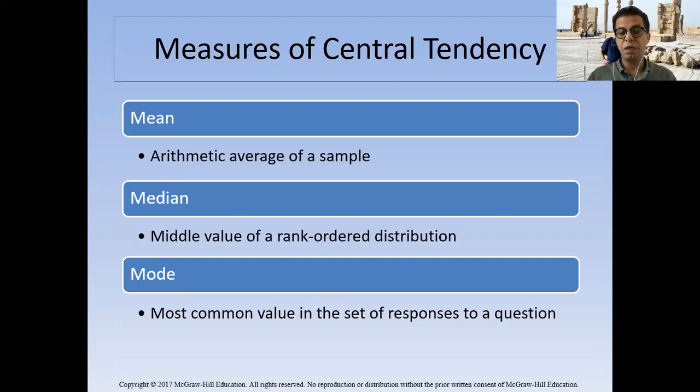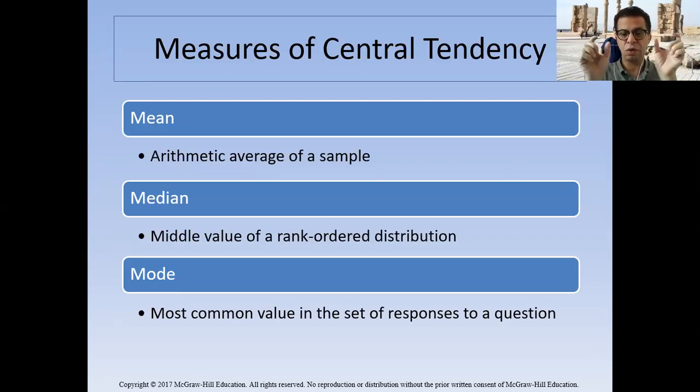And then you have the median, which is the middle value of a ranked order distribution. So the middle value is different from the average, because the middle value is a numerical thing.